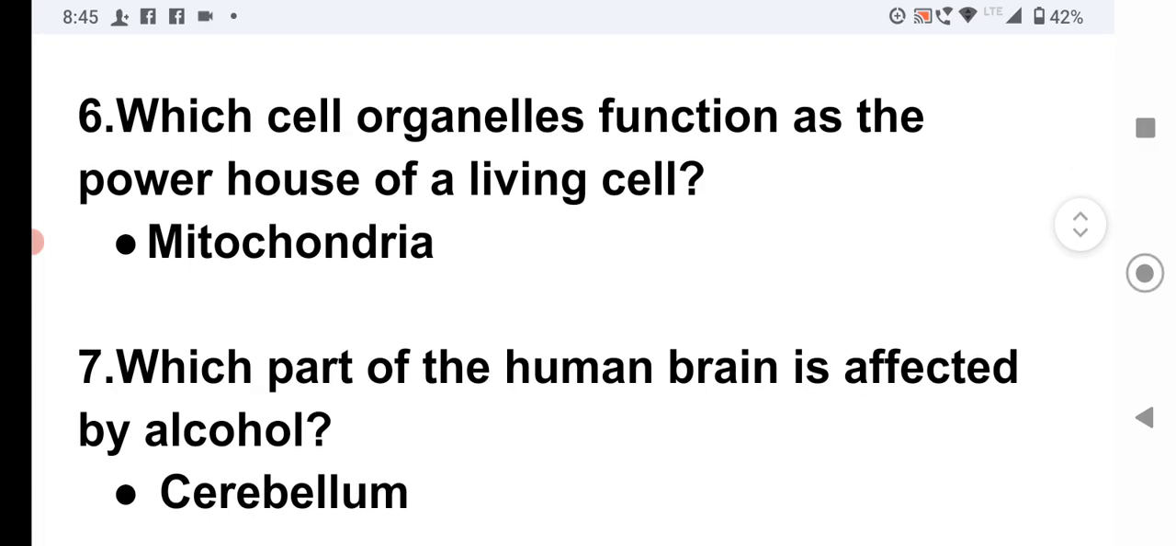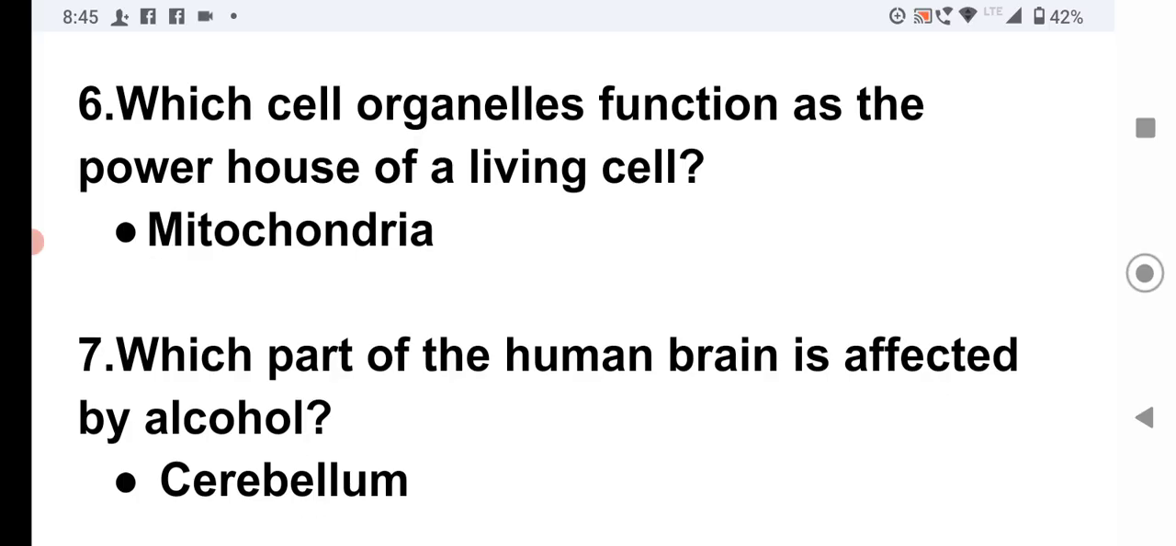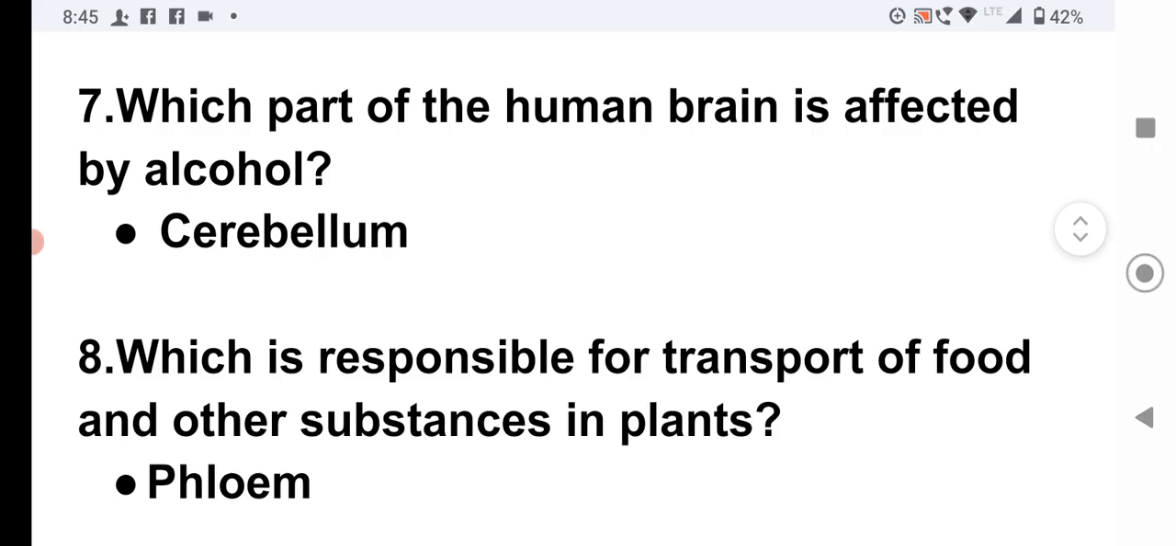Question number 7: which part of the brain is affected by alcohol? Cerebellum is the part of the human brain which is affected by alcohol. Question number 8: which is responsible for transport of food and other substances in plants? Phloem is responsible for transport of food and other substances in plants.